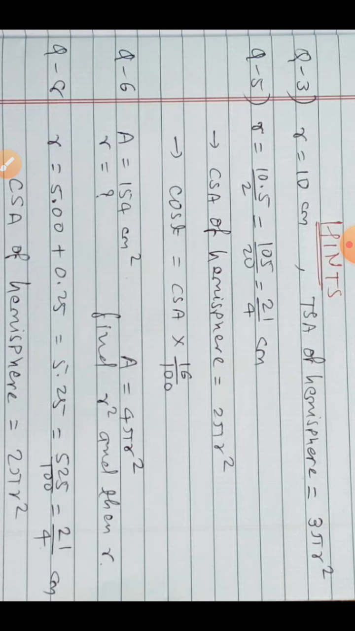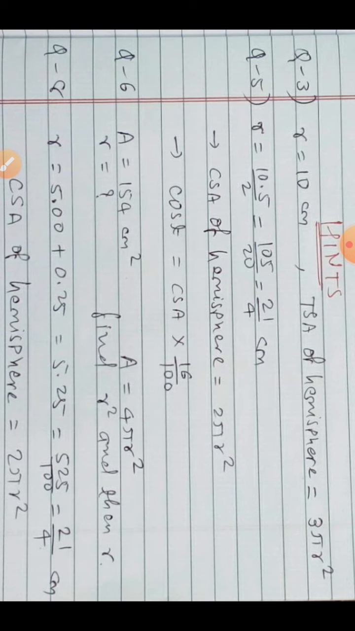r is equal to 10.5 by 2, because diameter is given, so the point is removed, 105 by 20, then 5 into 21, 5 into 4, so 21 by 4 is the simplest form fraction of the value of r. Now CSA of hemisphere, why? It is a hemisphere and tin plating is done at that part only, because a bowl is always open, a bowl will never be closed. So only curved surface area we have to find, that we have to decide.